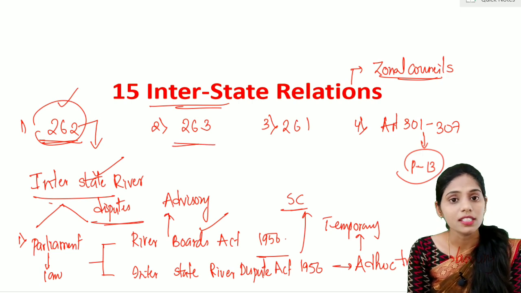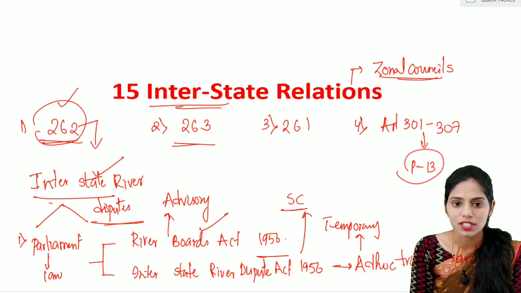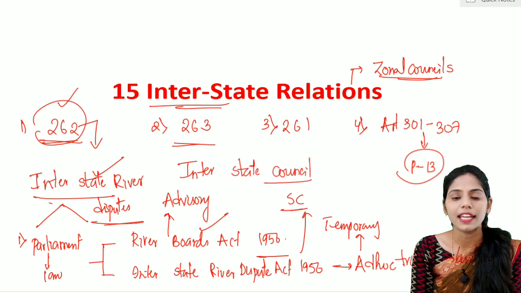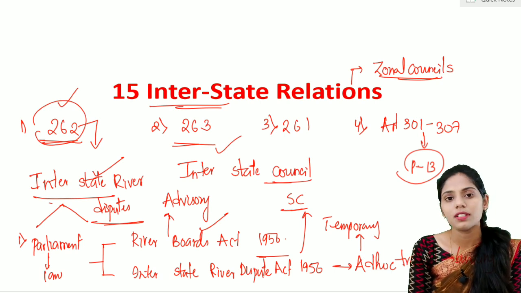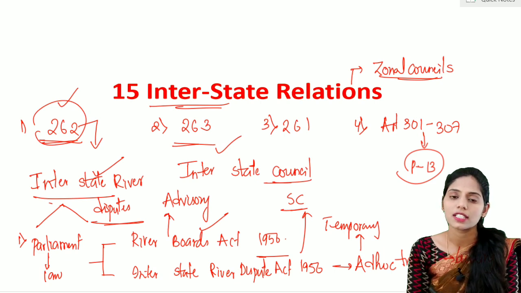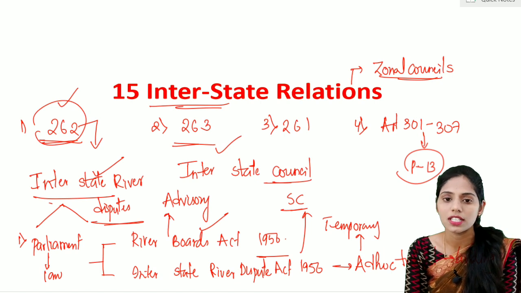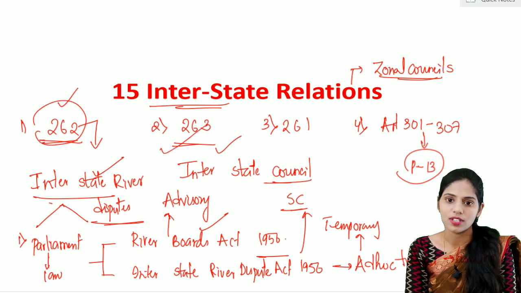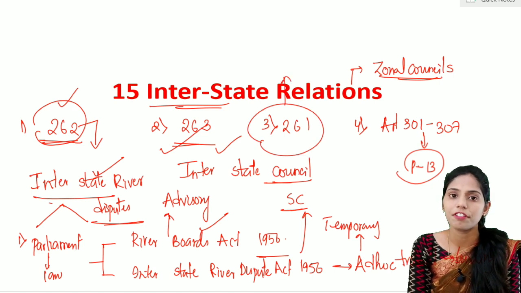And if you look at Article 263, it mainly talks about the interstate councils. What is the important aim or objective of this interstate council? There should be proper coordination between the center, the states and also the union territories. Mainly to ensure this proper coordination between the states, union territories and the center, there is the interstate council. And Article 261 talks about full faith and credit.